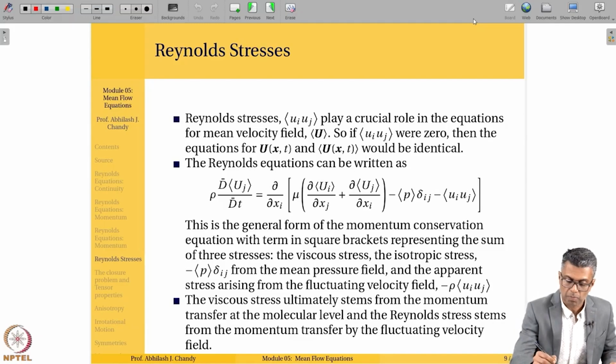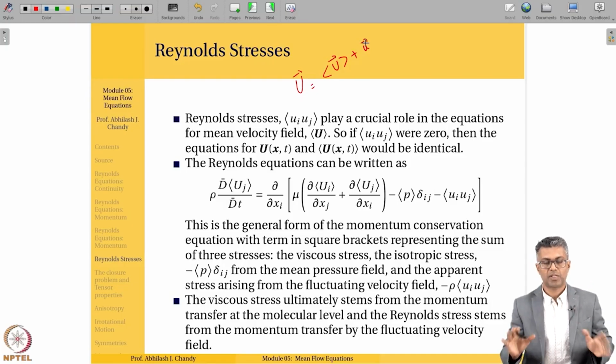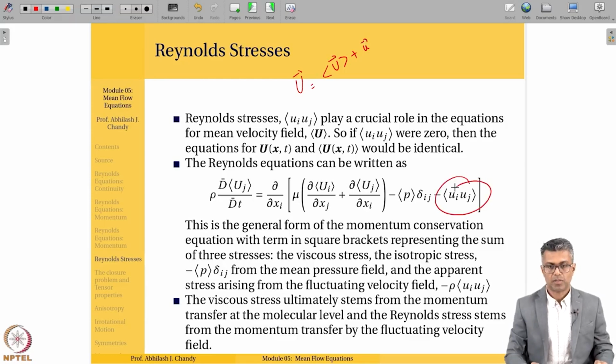The Reynolds decomposition basic idea is U as a vector, instantaneous, is equal to mean, again as a vector, plus the fluctuation, again as a vector. This is the basic idea of the Reynolds decomposition. You substitute these Reynolds decompositions for your instantaneous velocity in the Navier-Stokes equations and then you average out the equations. There is one term that gets left out, which is the Reynolds stresses.